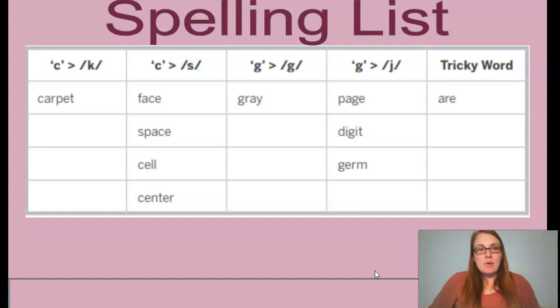Okay, now for our spelling list. We are looking at words with the letter C that make the k sound in some words, and also the s sound sometimes. And then with the letter G, sometimes a g and sometimes a j. So for the k, we have carpet. For s, we have face, space, cell, and center. For g, we have gray. For j, we have page, digit, and germ. And our tricky word for the week is R.